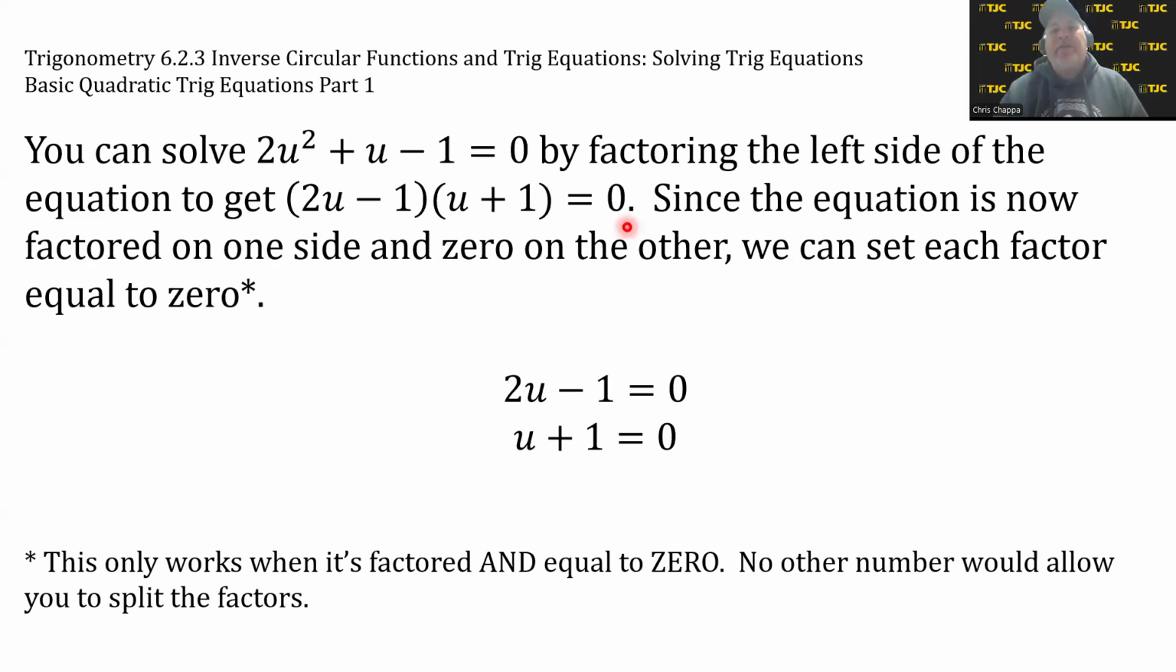Now, I know not everybody's factoring skills are where they ought to be. If they're not there, you need to take means to get them there, because at this stage in the game, factoring should be a non-issue. Now, since the equation is factored on one side and 0 on the other, we can set each factor equal to 0. We can set 2u minus 1 equals 0 and u plus 1 equals 0.